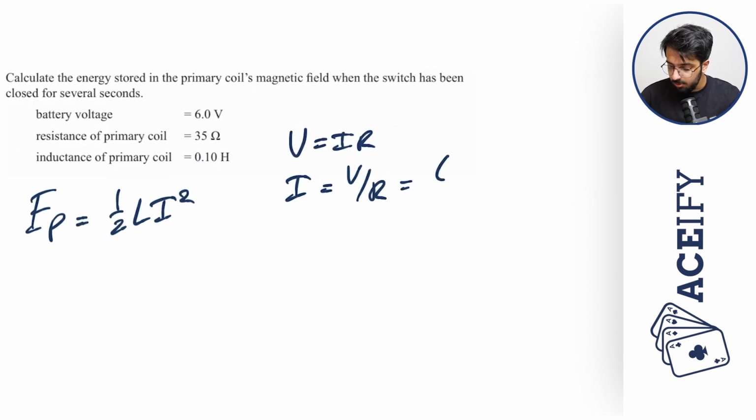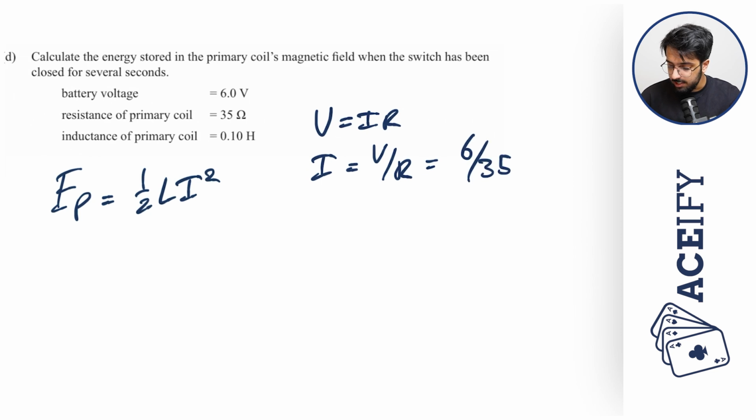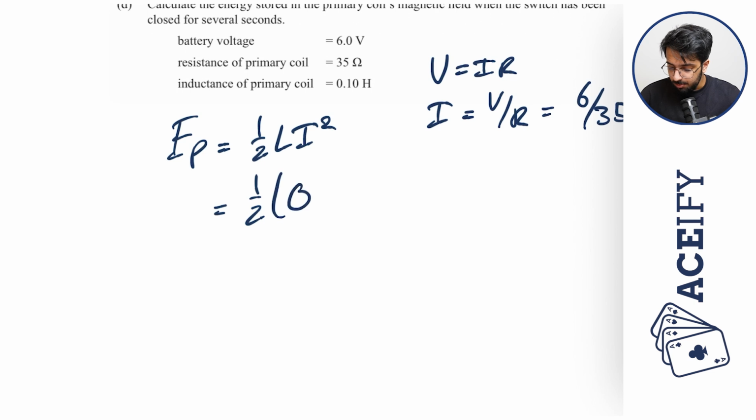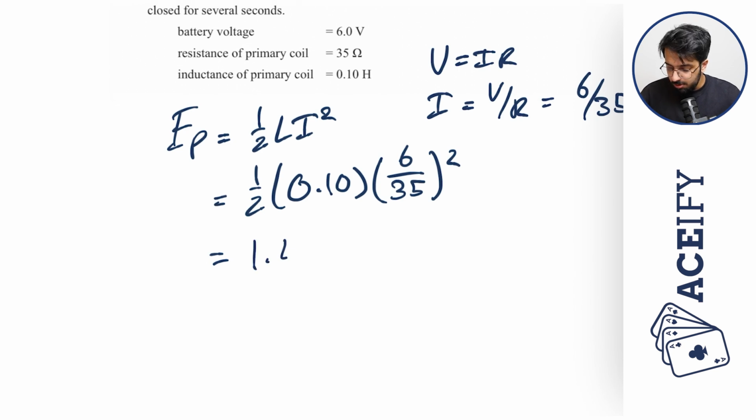And so we get 6 all over 35, okay? And I'm going to keep it like this in order to keep whole values. And so we get half L, which is 0.10, times 6 all over 35 squared. And this gives an energy of 1.47 times 10 to the negative 3 joules.